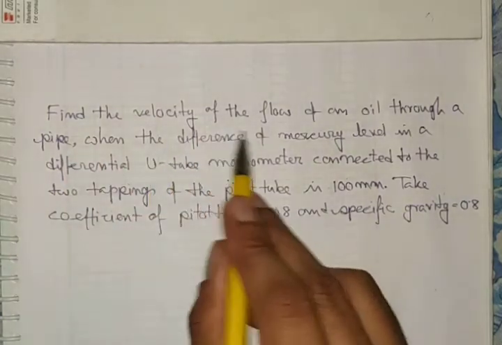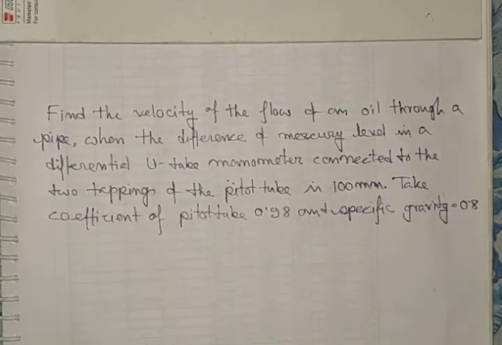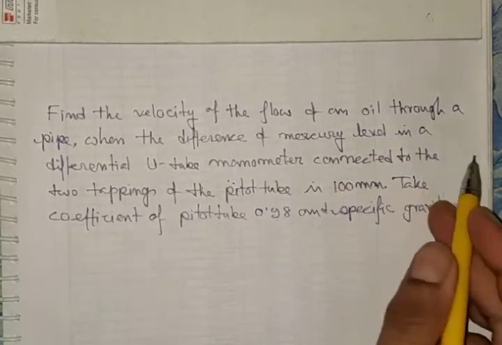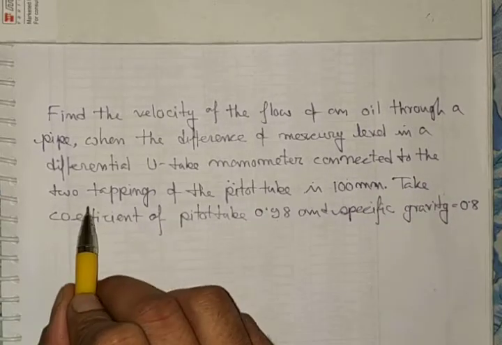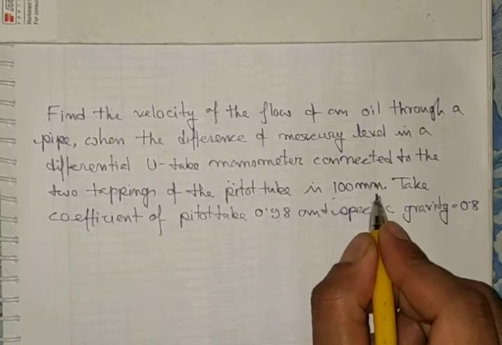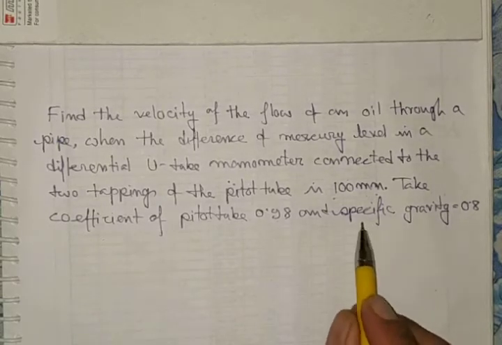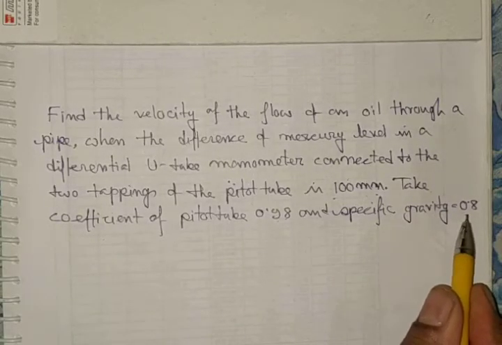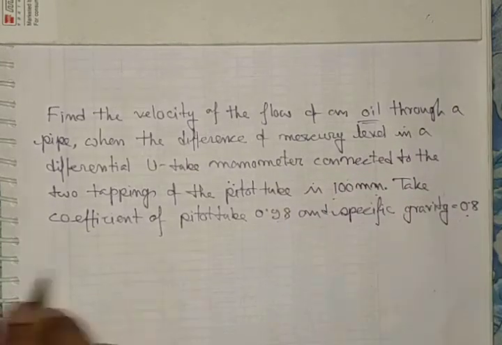Find the velocity of the flow of oil through a pipe when the difference of mercury level in the differential U-tube manometer connected to tapping of the pitot tube is 100 mm. Take the coefficient of the pitot tube 0.98 and specific gravity 0.8. So specific gravity of the oil is also given, that is 0.8. So let's try to solve this problem.